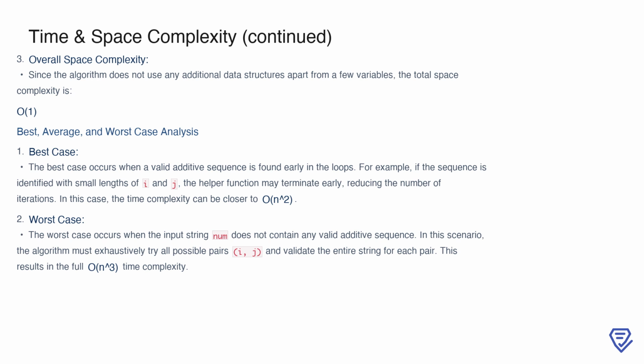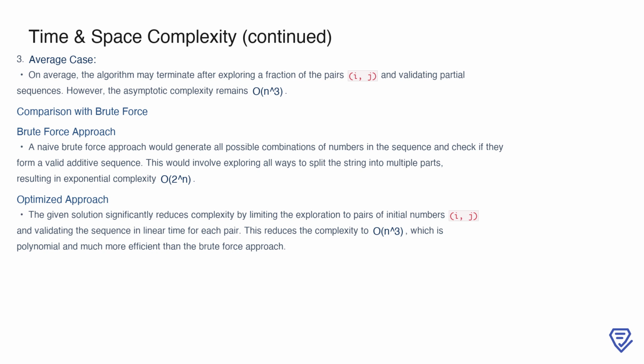Conversely, the worst-case scenario arises when no valid additive sequence exists in the input string number. Here, the algorithm exhaustively tries all pairs (i, j) and validates the entire string for each pair, resulting in the full O(n cubed) time complexity. These two extremes help frame the range of performance. For the average case, the algorithm generally terminates after exploring a fraction of all possible (i, j) pairs and validating partial sequences. Despite this, the asymptotic time complexity still remains O(n cubed), because the worst-case behavior dominates the scaling.